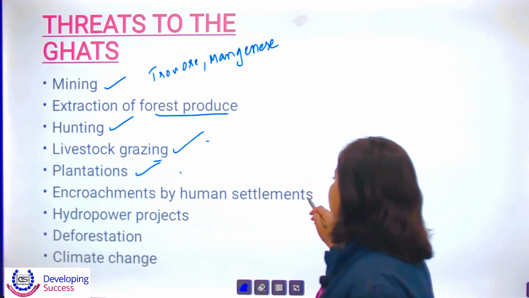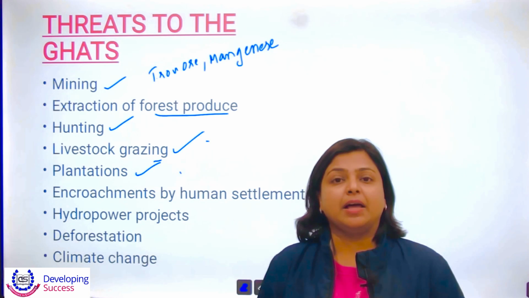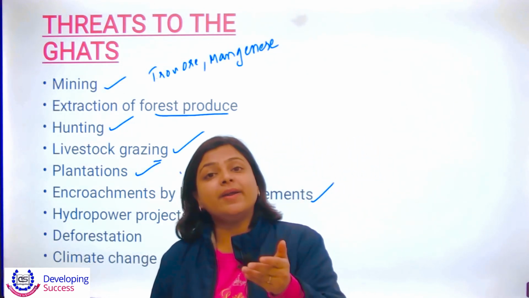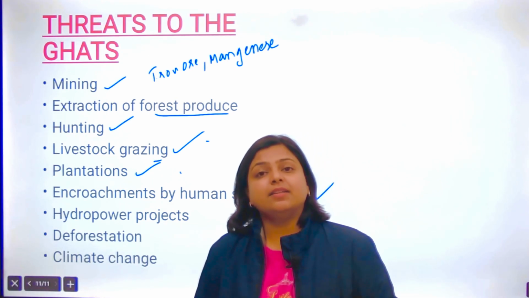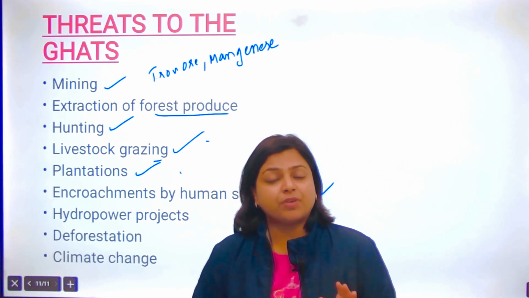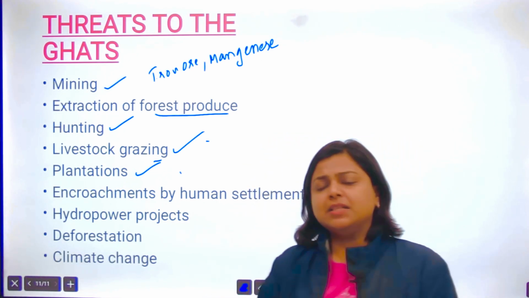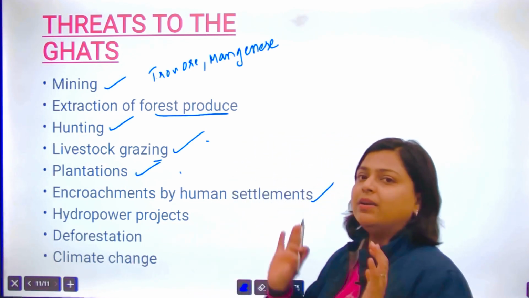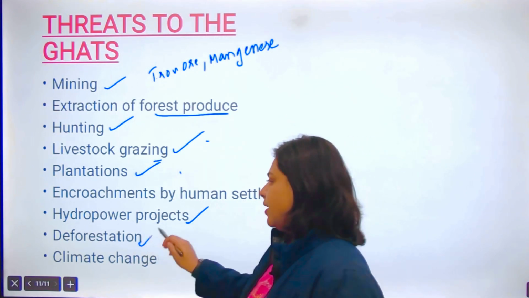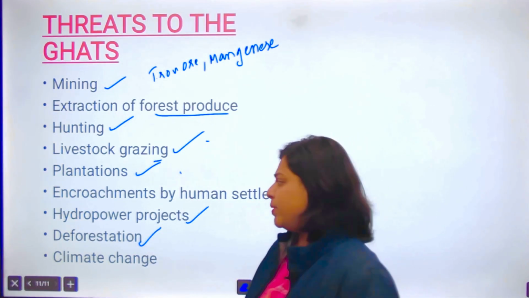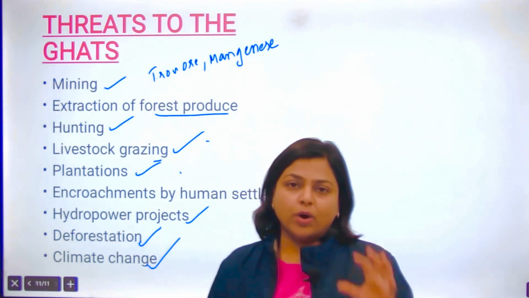Then encroachment by human settlements, because the Western Ghats have tourist places like Mahabaleshwar in Maharashtra, Coorg in Karnataka, Dodabetta, Ooty, the hill station in Nilgiri. Then we have Munnar and Thekkady in the southern part of the Anamalai and the northern part of the Cardamom Hills. So very important in terms of tourism. So building of hotels, resorts, restaurants, obviously human encroachment is there. Hydropower projects because of lots of rivers present. Deforestation again because of tourism and human settlements, and finally and ultimately climate change, which is affecting the world altogether.